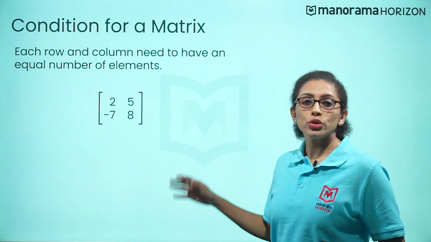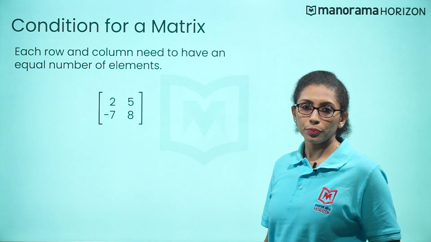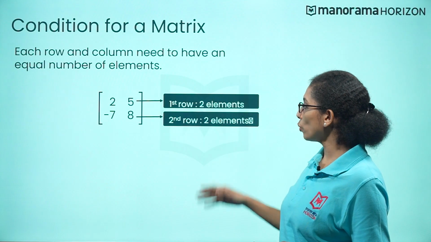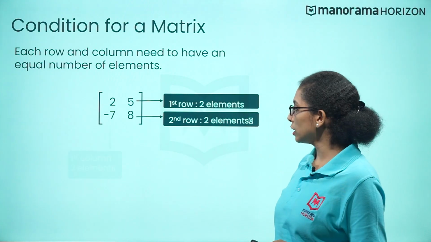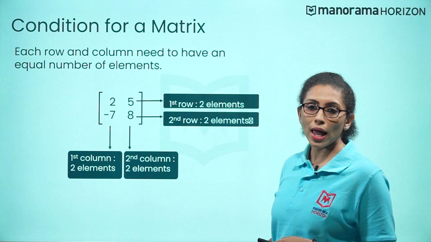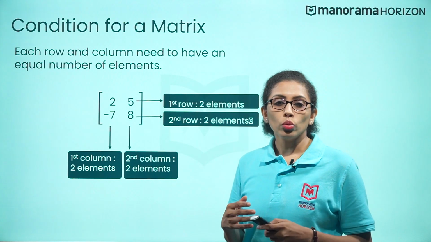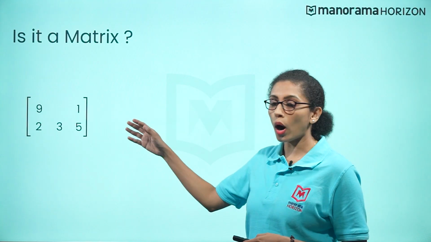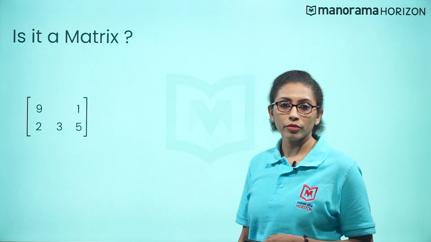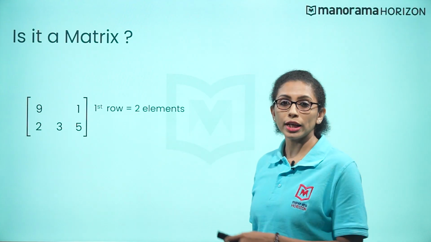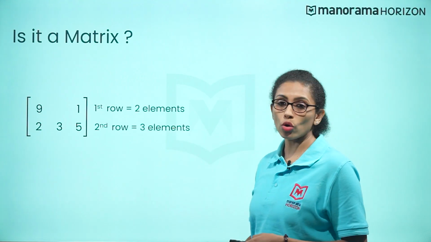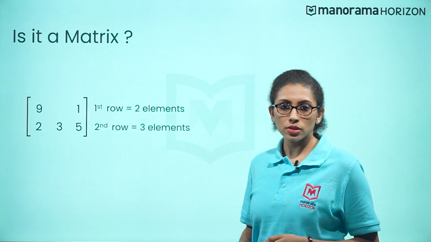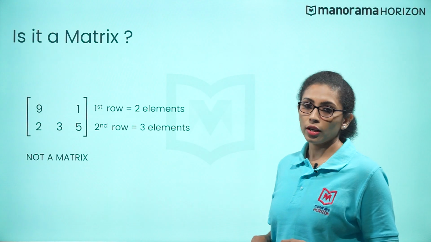See the matrix 2, 5, minus 7, 8. Here, each row has 2 elements. Right? First row 2 elements, second row 2 elements. Similarly, each column has 2 elements. Now, what about this? Is it a matrix? 9, 1, 2, 3, 5. Here, the first row contains only 2 elements, while the second row has only 3 elements. So, it is not a matrix. So, this is the definition.